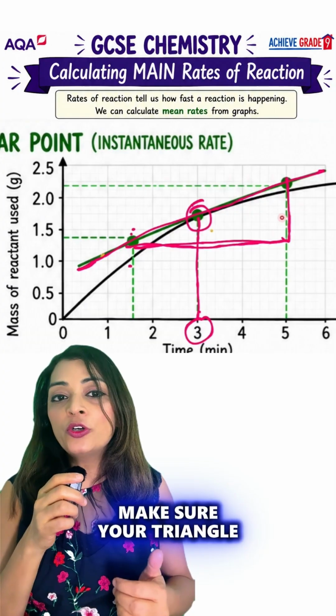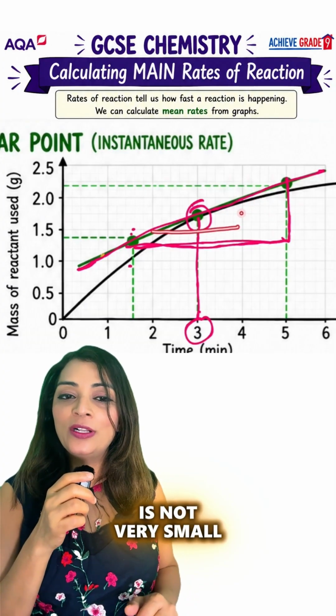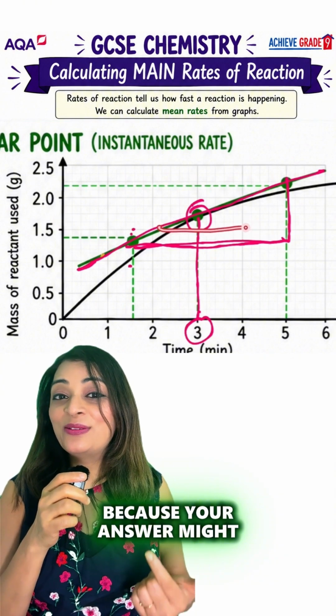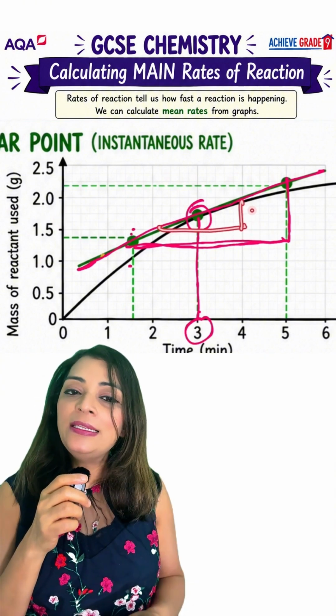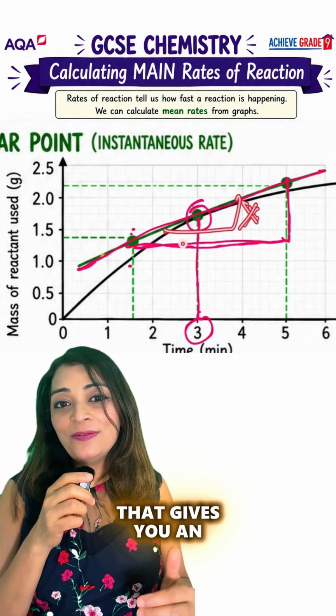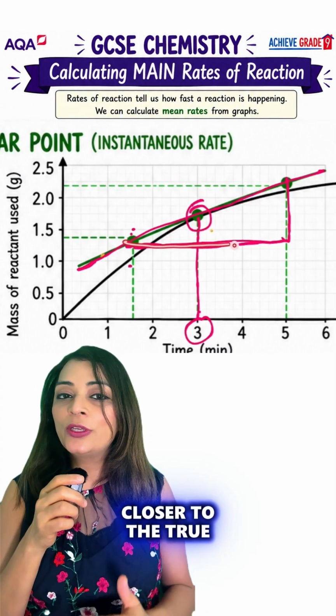However, make sure your triangle is not very small. Don't draw a tiny triangle like this because your answer might not be close to the true value. Instead, draw a triangle like I have shown you here. That gives you an answer which is much closer to the true value.